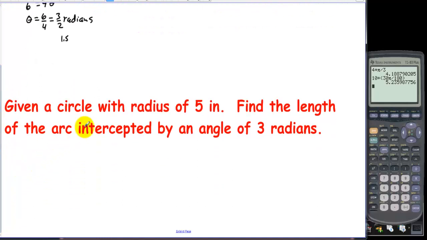Given a circle with a radius of 5 inches, find the length of the arc intercepted by an angle of 3 radians. So we have arc length equal to r times theta. It says given a circle with a radius of 5, so now we know the radius is 5, find the length of the arc intercepted by an angle of 3 radians. Well, that's what theta is supposed to be in, 3 radians. So the length is 15 inches.